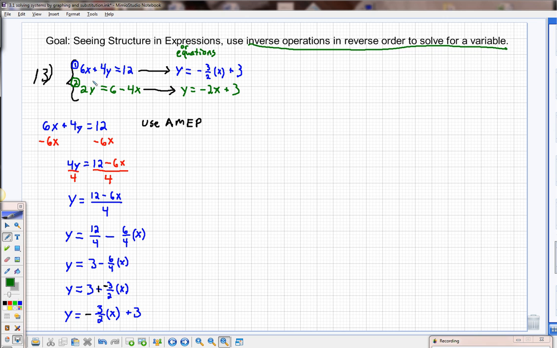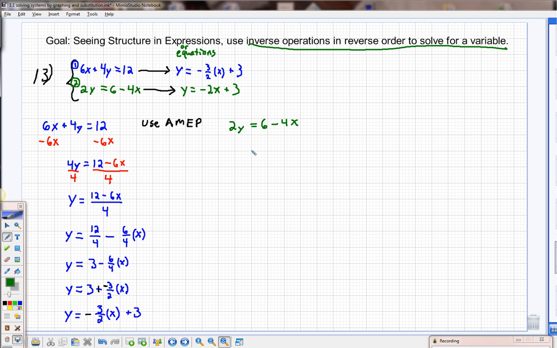So what we're going to do is take this green equation that we started with, 2y set equal to 6 minus 4x, and understand this already has one step completed for us. If you look above, we had 6x plus 4y equal to 12. We had to subtract 6x on each side for that equation 1. That's already done for us here.